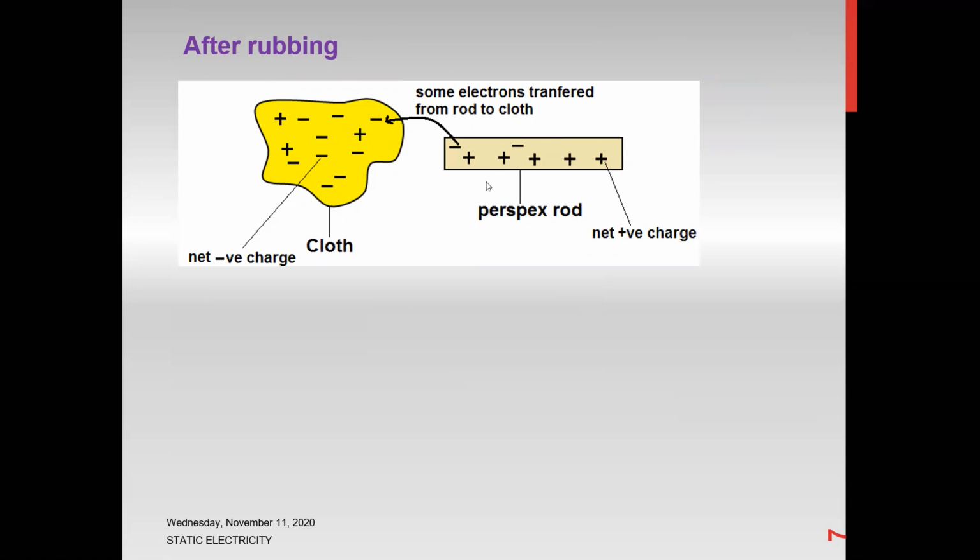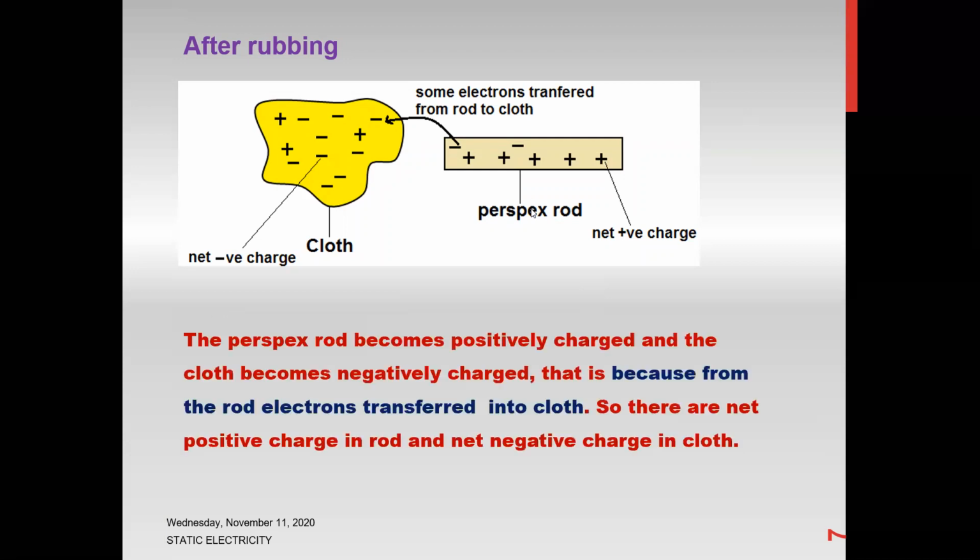So when you rub them, in this case, the cloth has more electrons. So what is the net charge on the cloth? Negative. And what is the net charge on the rod? Positive. The rod, as it loses electrons, has a positive net charge.